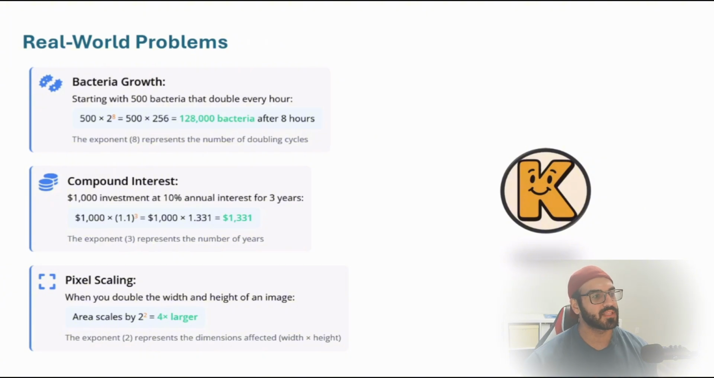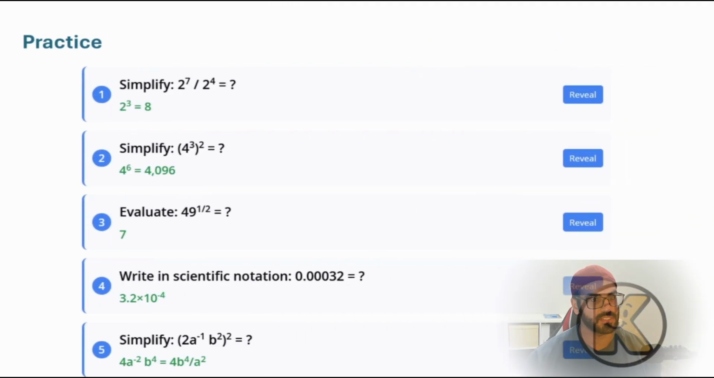Another thing is about the interest. It means that at some point you have compound interest, and you would like to see how much your interest is going to be after some time. So you can use this formula. So this is another practice for you.